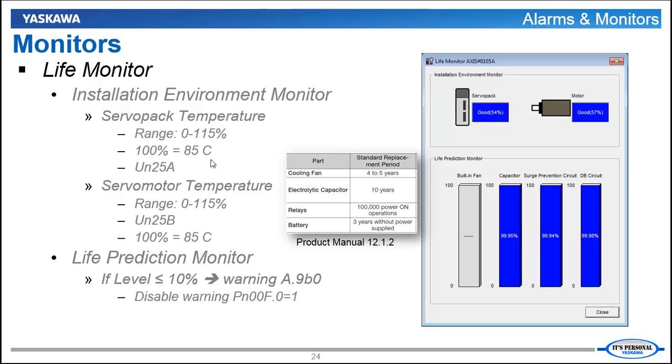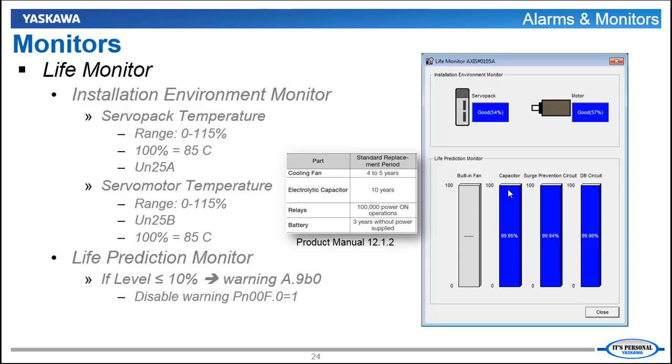It's also worth mentioning that there are monitor numbers, 25A and 25B, which can be used by the controller if you want to pull this into the controller program and do any monitoring of the temperature in the controller program itself. The bottom half of this Life Monitor is the Life Prediction Monitor of the capacitor, surge prevention circuit, and dynamic brake circuit. And here's some of the specs for some of these components, particularly the capacitor here of 10 years. And so this is explaining the expected capacitor life that is remaining right now.